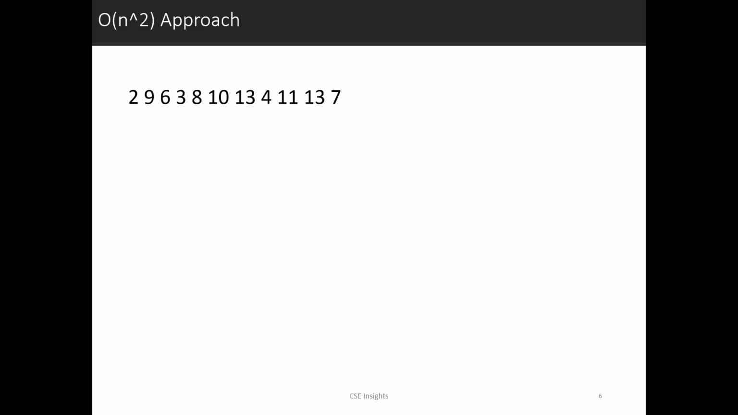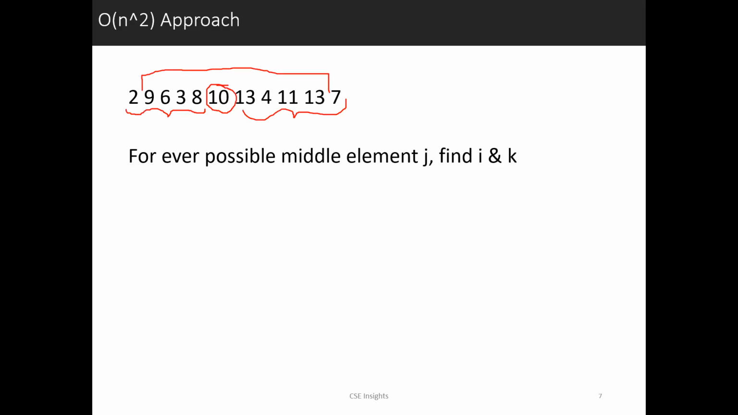Let's see a better approach. For every combination of i, j and k, the middle element is j. If such a combination is possible, I have to have at least one element to the right of j which is greater than a of j, and I have to find the maximum possible value on the left hand side, but it should be less than a of j.